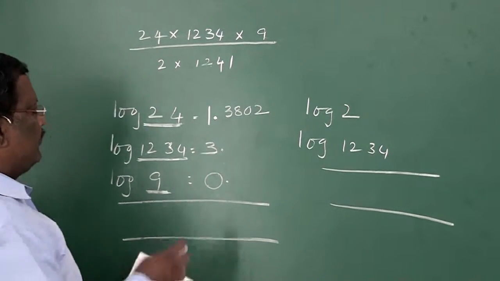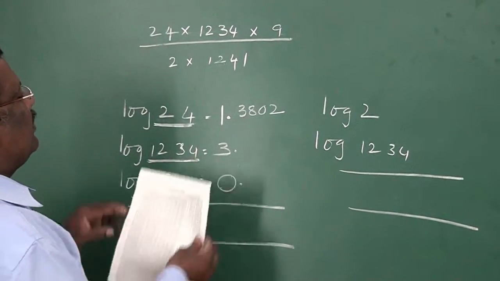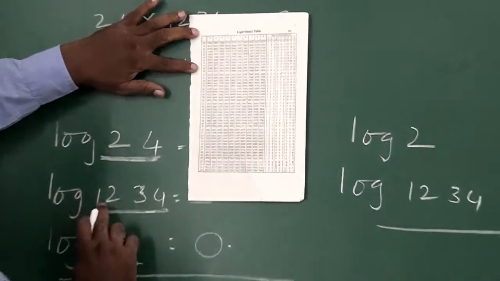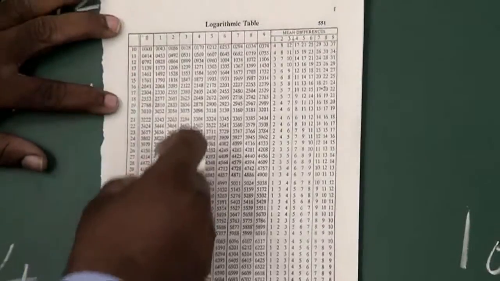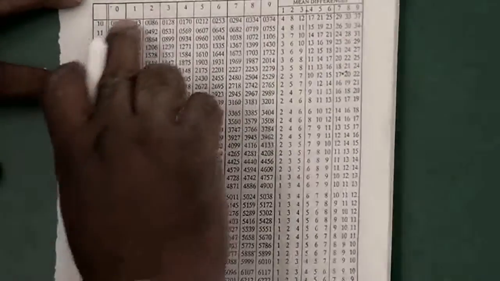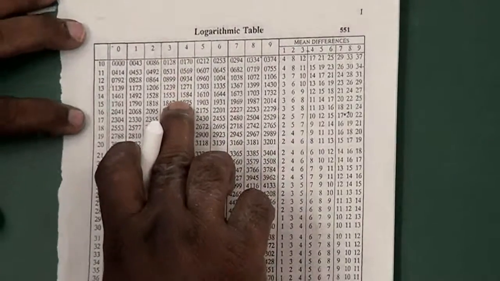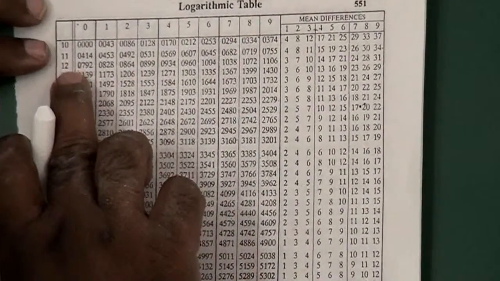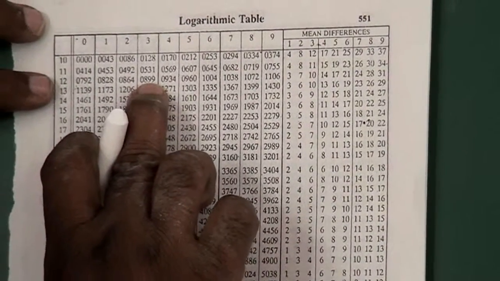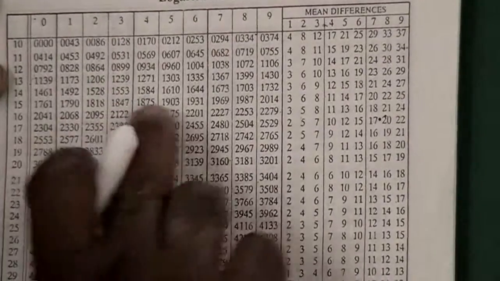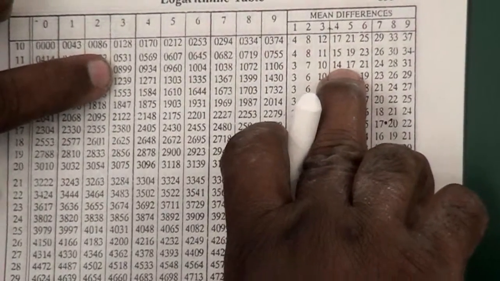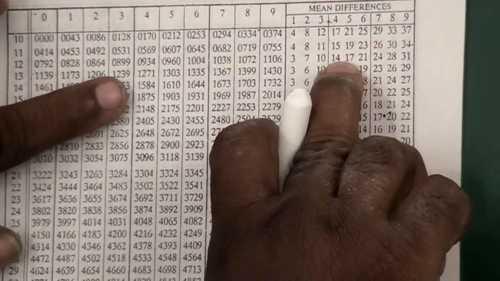Now, 1, 2, 3, 4 is another number. 1, 2, 3, 4 means the first two digits, 1 and 2, you should look for in the vertical column, and the third digit is against that in the row. So here it is 12, 3: 0899. But here a fourth digit is there, so this fourth digit you should take in the mean difference columns. The fourth digit is 4.